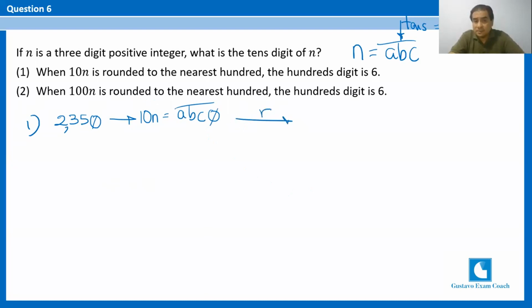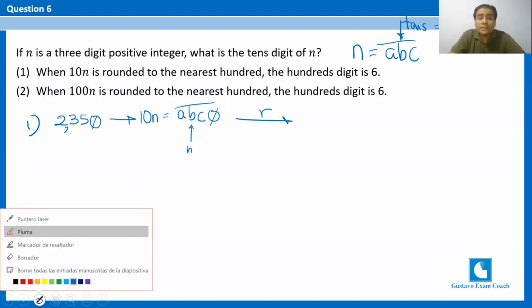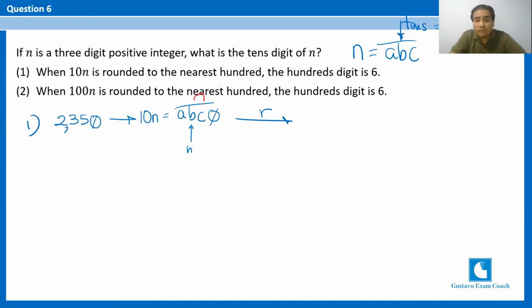We round this to the nearest hundred. In this number, the 100 is B. So we need to check out what the value of this digit is. Depending on that digit's value, we could promote B up to 6, because the final result is A600. Being rounded, the 100th digit is 6, and the rest just go away. It becomes 0.